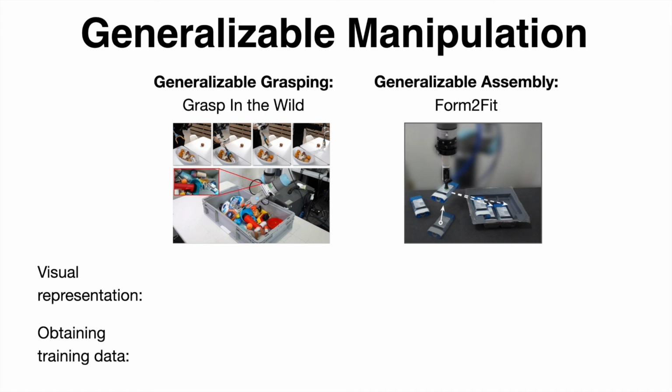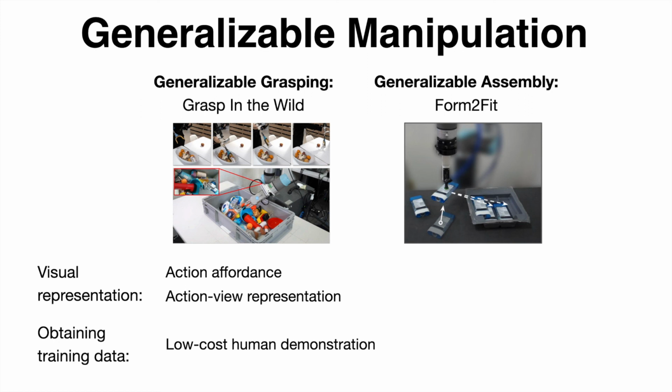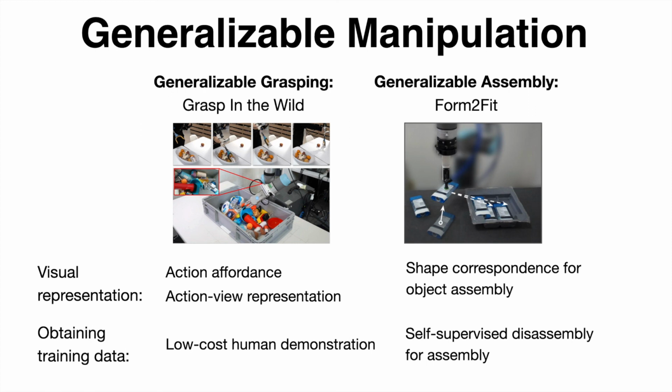So to enable generalizable grasping, we use action affordance to directly map the visual observation to possible grasp actions. And we also use action view representation to enable high degree of freedom closed-loop control. And we train this model with low-cost human demonstration data. To enable generalizable assembly, we study the idea of learning shape correspondence for object assembly. And we train this shape matching function from self-supervised disassembly data.